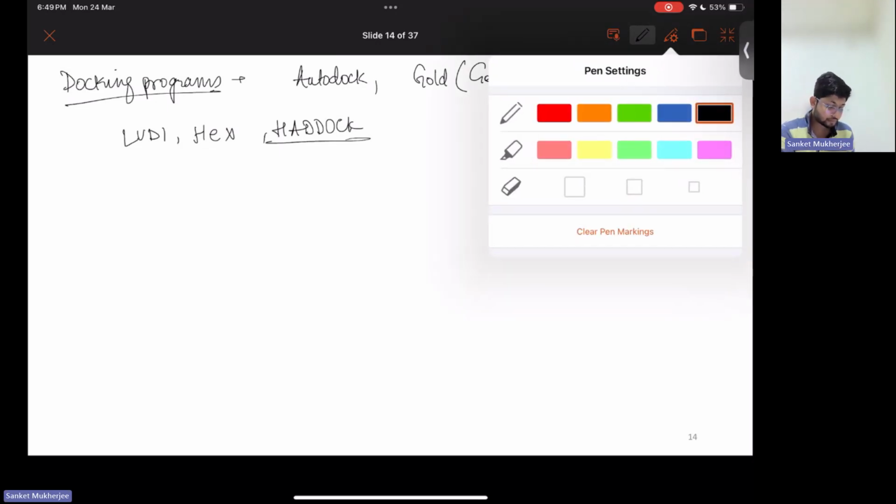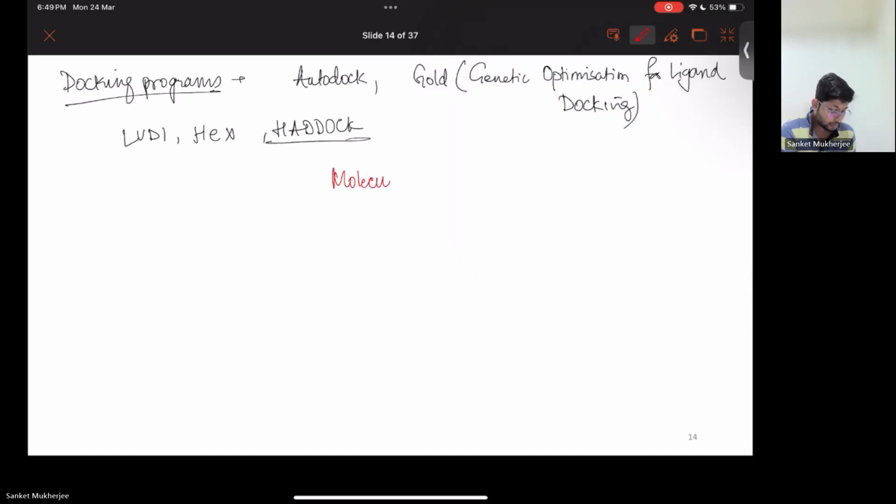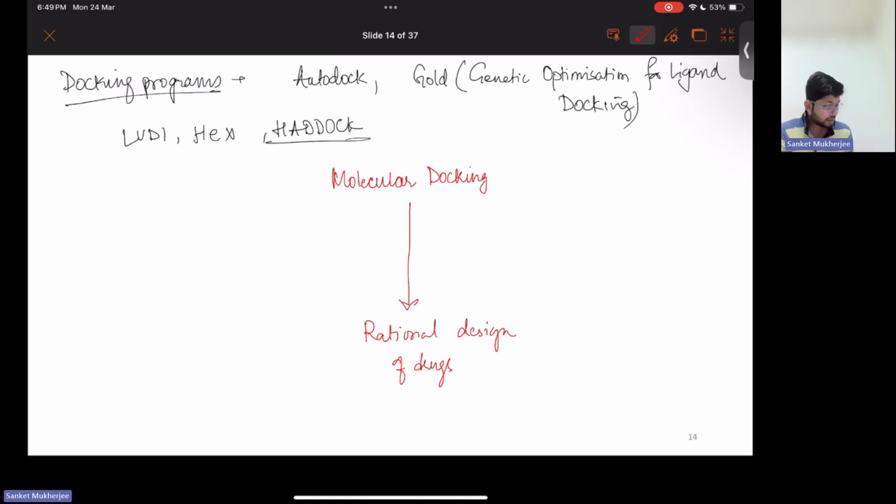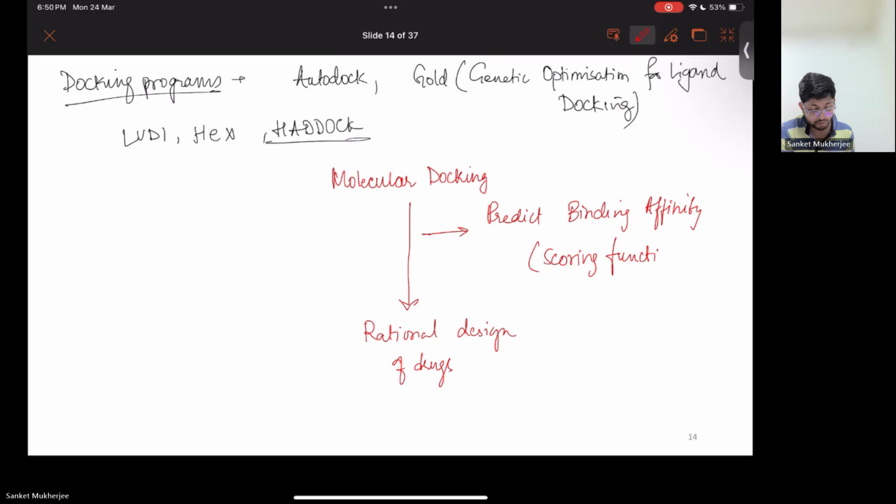So molecular docking is the rational design of drugs. We use molecular docking. Now, it can be used to predict binding affinity using a scoring function. Okay. It can be used to identify the ligand's correct binding geometry.